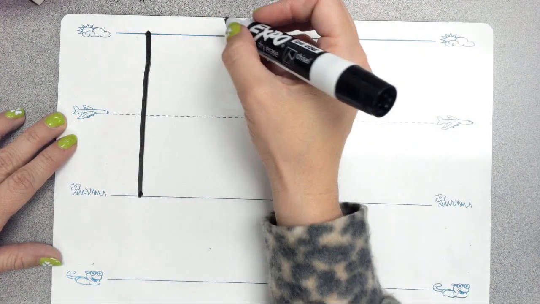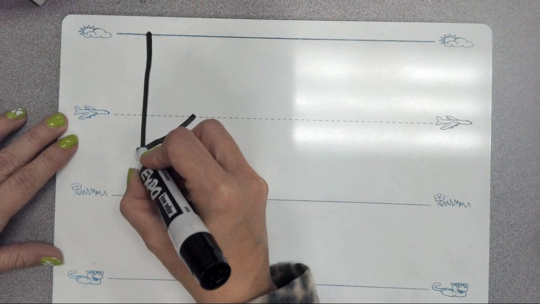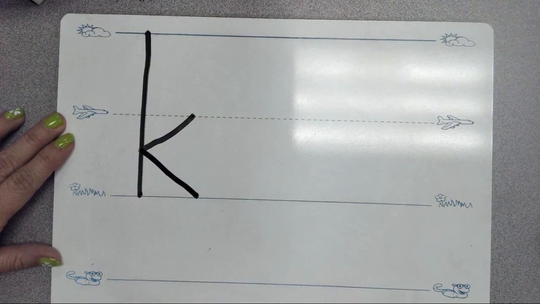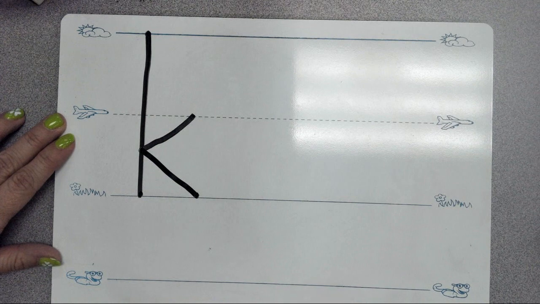Okay, so we're going to point to the plain line and leave a space. This time we're going to slide over and touch our tall line, and slide back to the grass line. K, kite. K, kite.